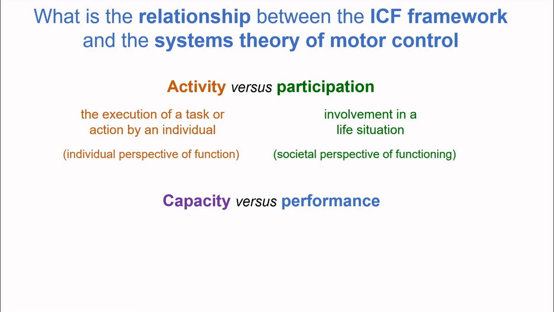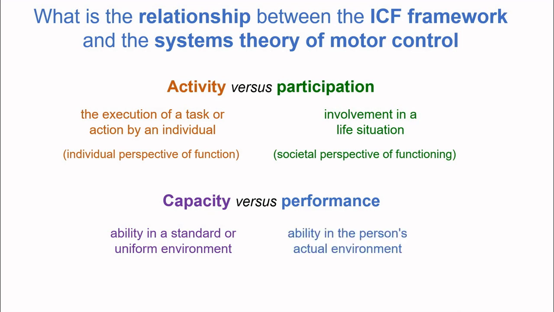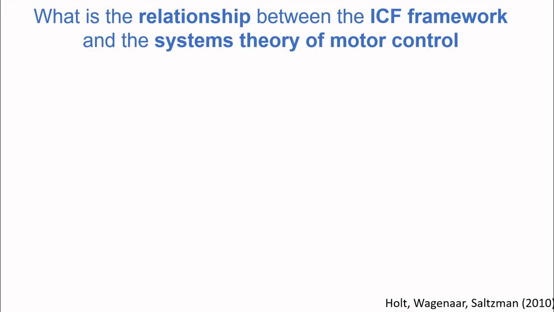The second distinction that I want to review is that between capacity and performance. Capacity refers to ability as it exists in a standardized or uniform environment. Performance, in contrast, refers to ability as it exists in a person's actual life situation, in an actual environment. In the ICF model, factors that impact on functioning are classified.